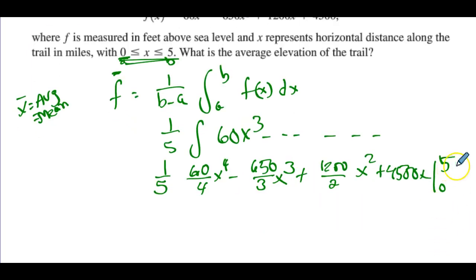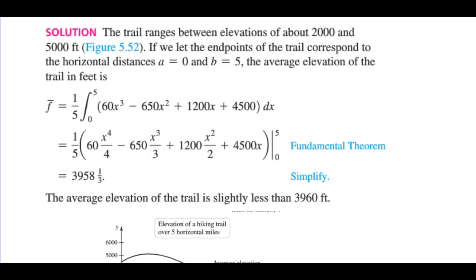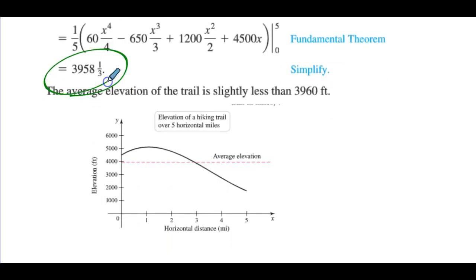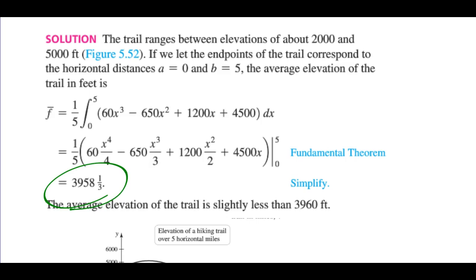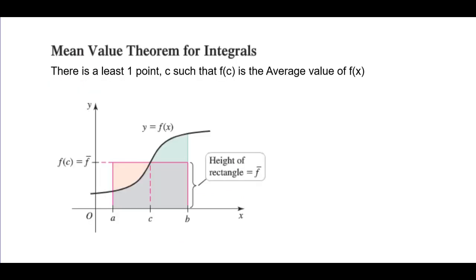Well, if I throw in a 0, it's gone. If I throw in a 5, and then 5 for every x, and then take 1/5 of it, you'll get around 3,958 and 1/3. So number crunching, I'll leave that up for you to check out. But there's a good representation of the average value. So there's the function, and then there's the average elevation of this function. It's varying different heights along the way, but its average is around 3,000. That's the average value function.